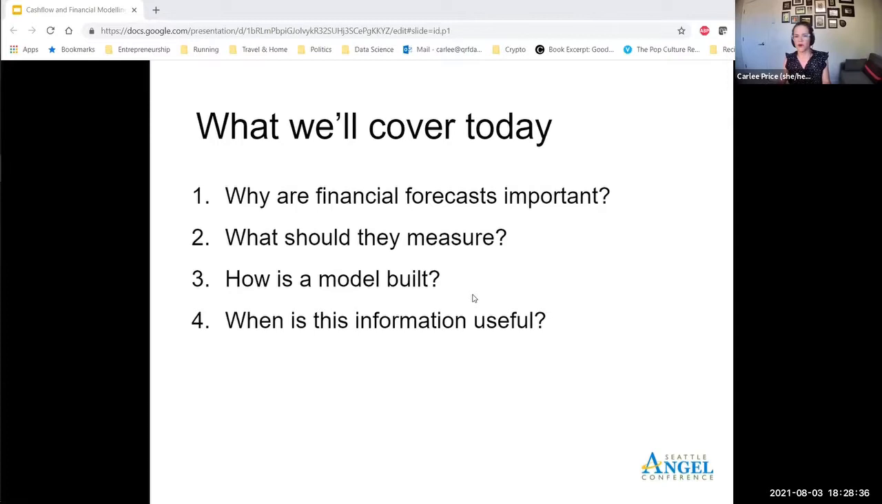Okay, so what we'll cover today is basically 4 buckets of information. Why are financial forecasts important? What should they measure? How is a model built? And then when is the information useful? I noticed from the intros, we have a great number of founders in here. So you should also know that this presentation is mostly oriented towards founders, but that investors can also take this information and simply apply it to their due diligence process. So something for everyone today.